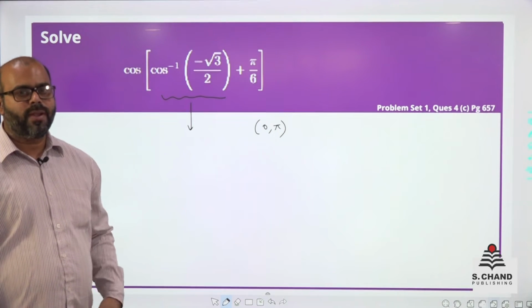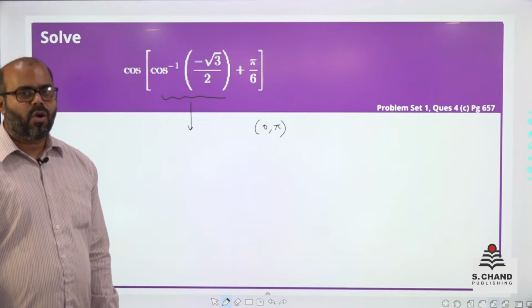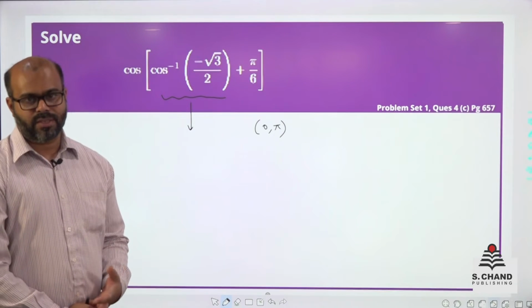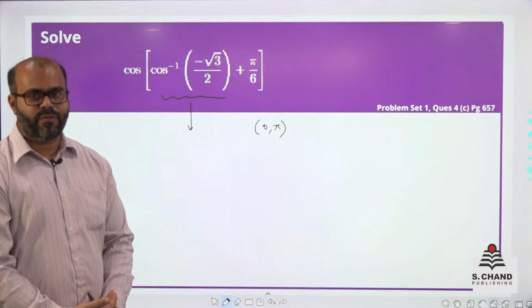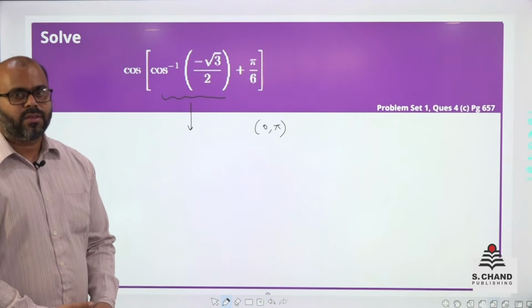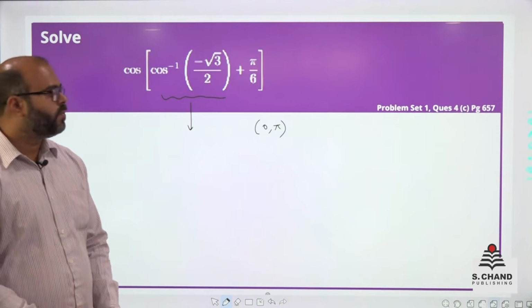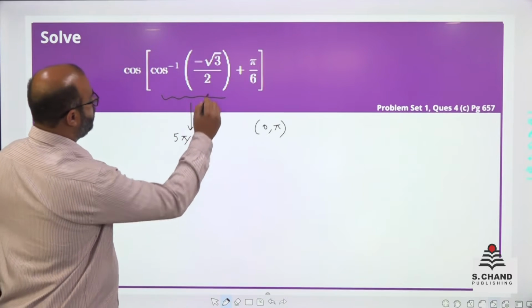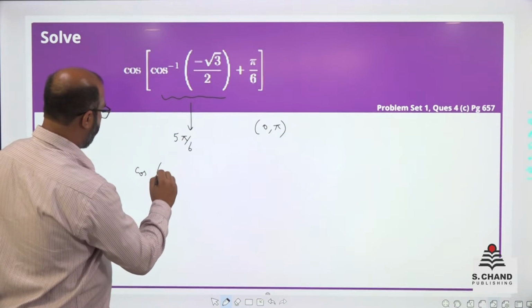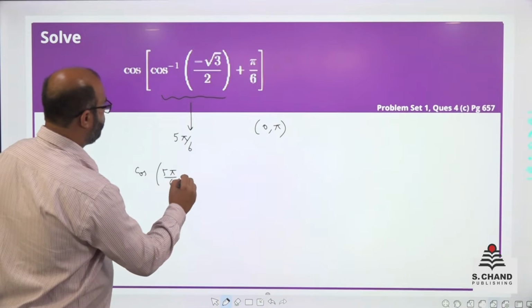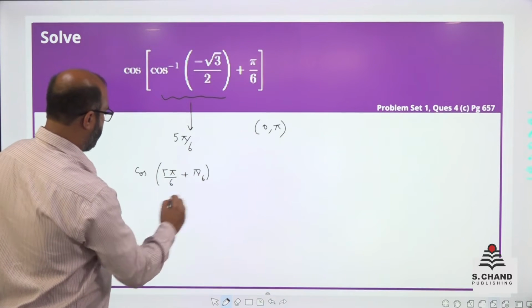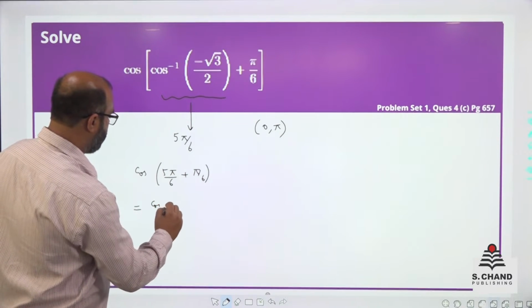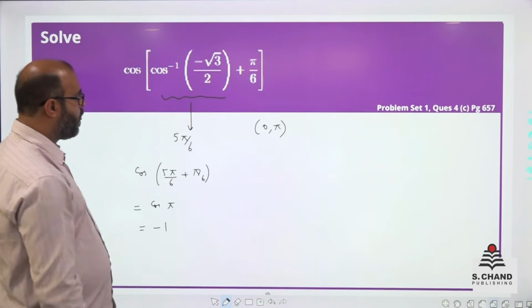So minus root 3 by 2 is obtained at cos of 5 pi by 6, that is cos of 150 degree, right? That is minus cos 30 degree. So this is 5 pi by 6. Now this will become cos of (5 pi by 6 plus pi by 6), that will be equal to cos of pi, which is minus 1.